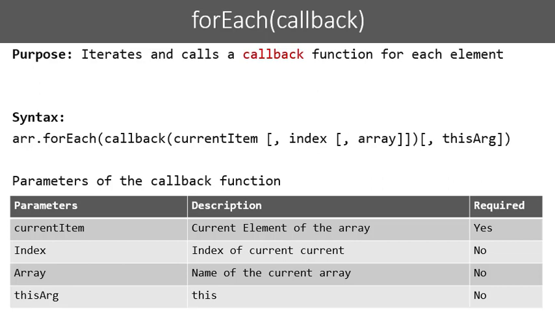You can pass 4 parameters to the callback function. Only the first parameter is required. It is the current item or element on which the function is to be invoked. The second is the index of the element within the array. The third is the name of the array. And the fourth is the this argument.